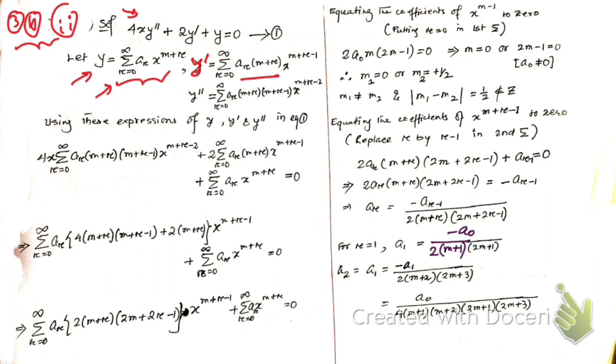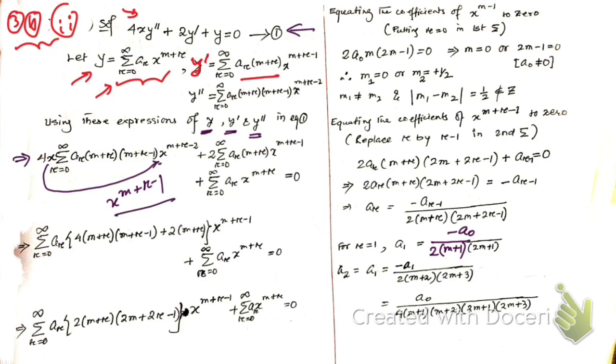So what I have done is put the expressions of y dash and y double dash in equation number 1, and doing so we have got this expression, which I have then simplified. Here you can see I have taken this part common. Here this x is multiplied with this one, so I have got x to the power m plus r minus 2 plus 1, which gives r minus 1.